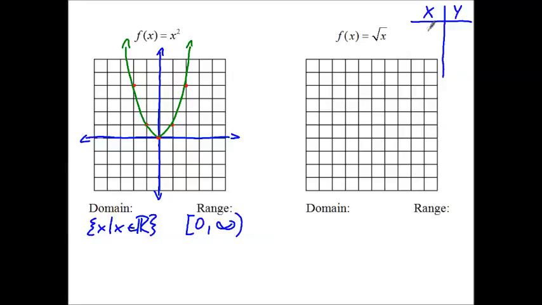So let's start with 0. If x is 0, the square root of x is also 0. If x is 1, the square root of x is also 1. Now, if we want to avoid irrational numbers at this point, the next good number would be any perfect square, the next one being 4, and the square root of 4 is 2. And that's already very good to get us started for our graph here.